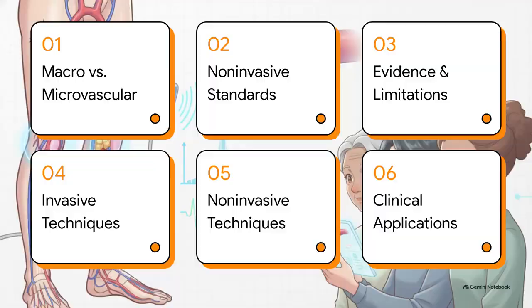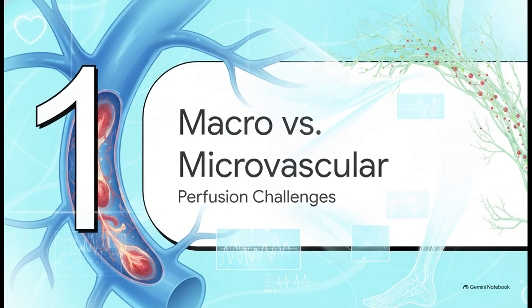Let's jump in. Here's our roadmap for today's explainer. We'll start with macro versus microvascular perfusion, hit the current non-invasive standards, look at evidence and limitations, then break down both invasive and non-invasive techniques, and finish up with clinical applications. All right, Section 1, Macro versus Microvascular Perfusion. Let's establish the core diagnostic challenge of this whole chapter.